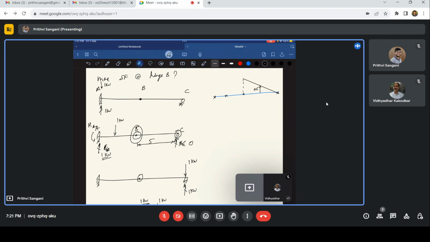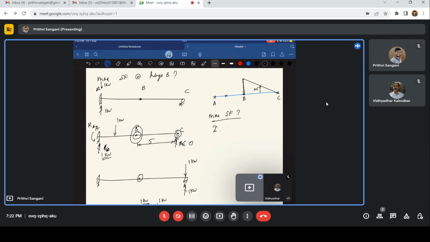Yeah, so it is something like this. We have A, B, and C. So this is at B, B to C. The shear force at B is predominantly dominated when the live load is going from B to C, which is in between the hinge and the roller support, right? So how do we find the maximum shear force?